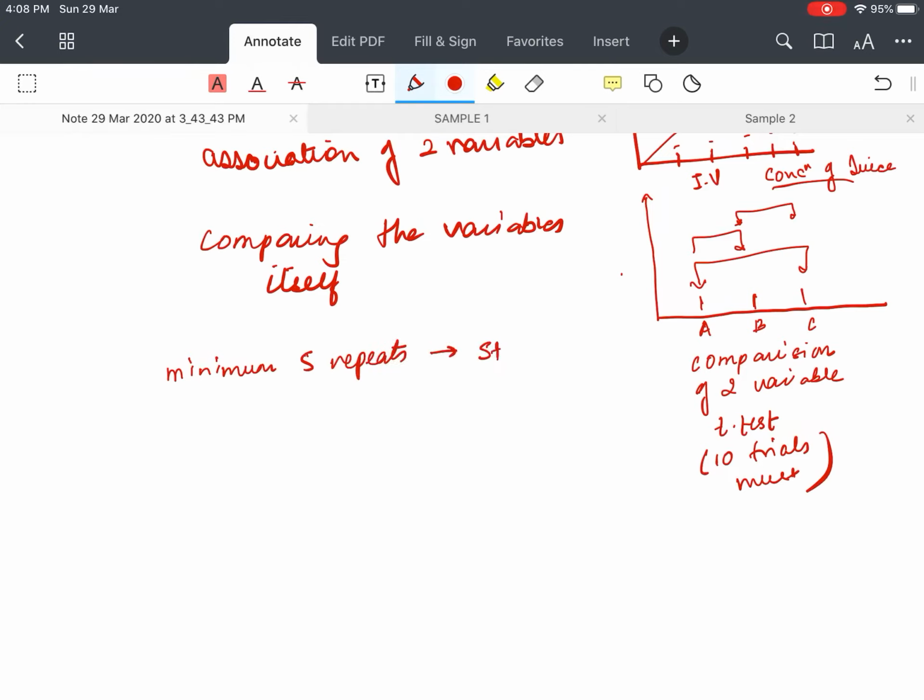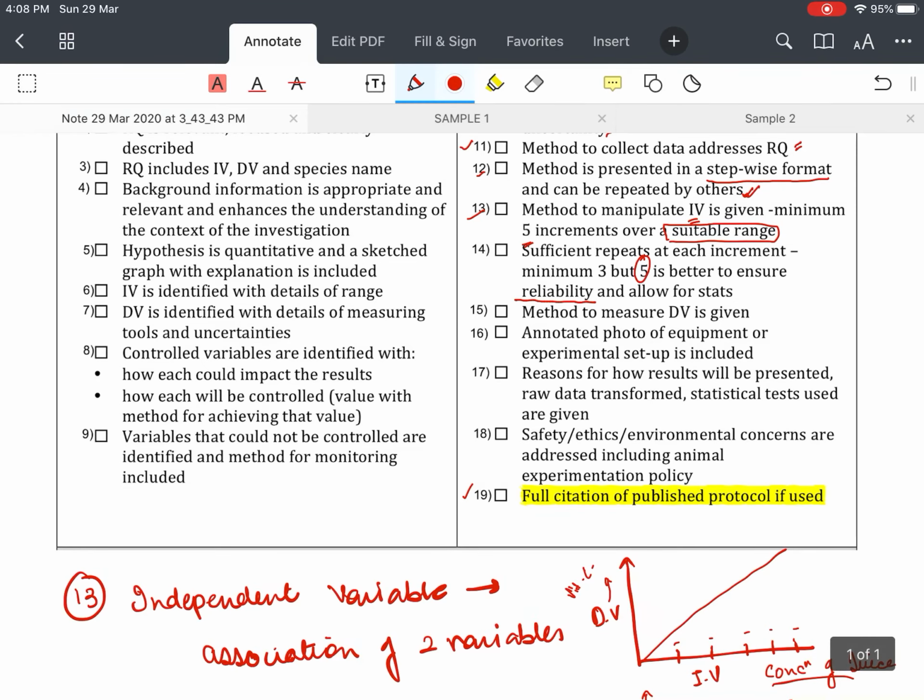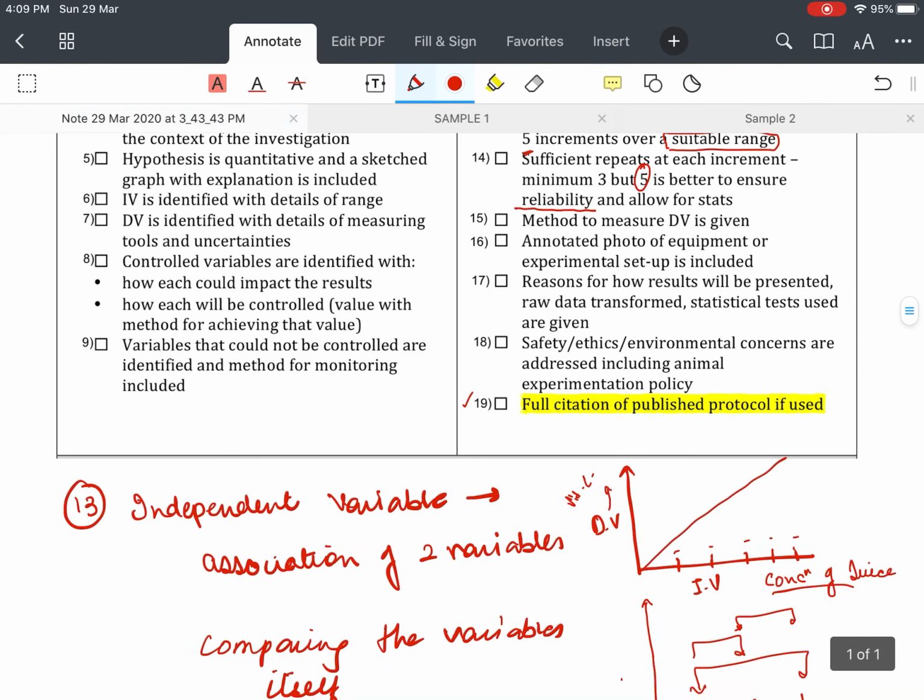So it means, because we are doing a standard deviation with all the calculation, minimum 5 repeats, but minimum 10 repeats for the t-test. So we are not looking at 3, it should be 5 for reliability. We are looking at whether the data is reliable by doing the standard deviation.